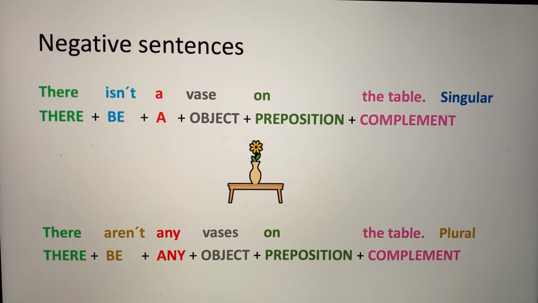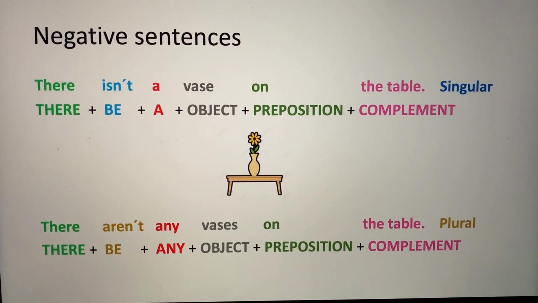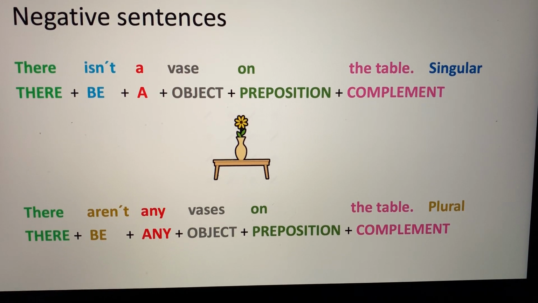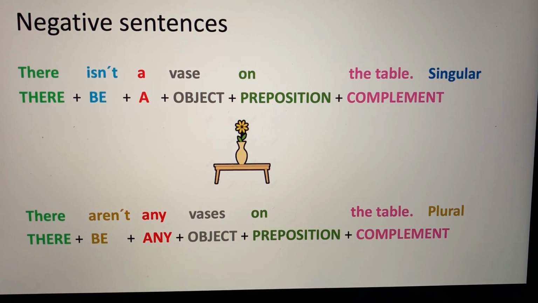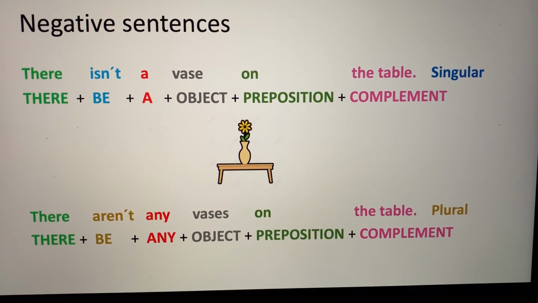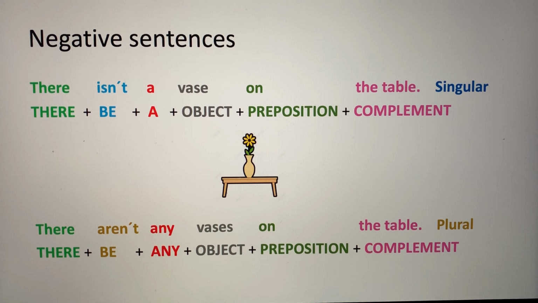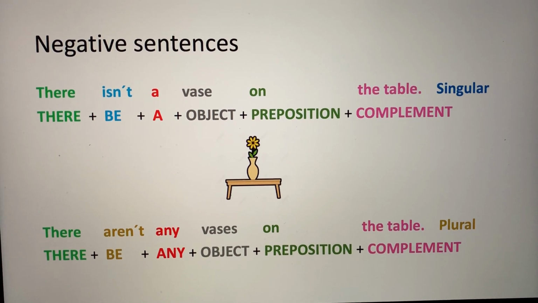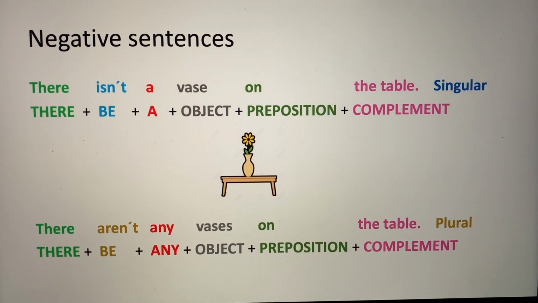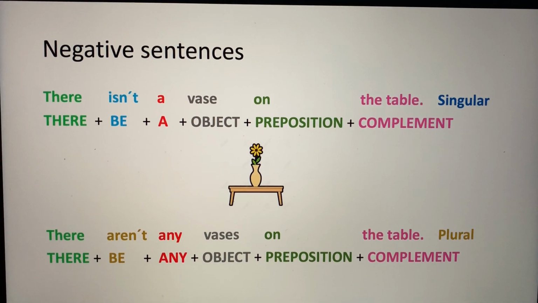Here you can see the negative sentence. The negative sentence is, there isn't a vase on the table. Singular. The negative is isn't. The rest of the sentence is the same. No change. The second sentence is in plural. There aren't any vases on the table. Aren't is a negative of plural. There aren't any vases on the table. Yes?